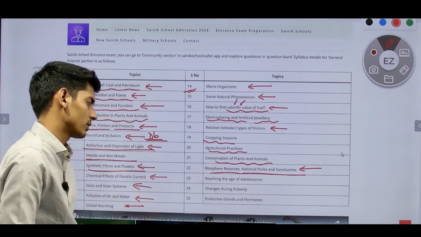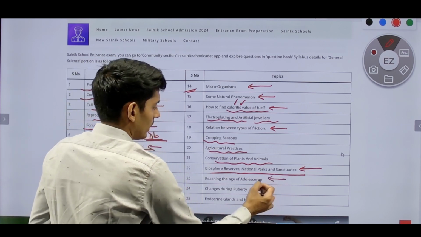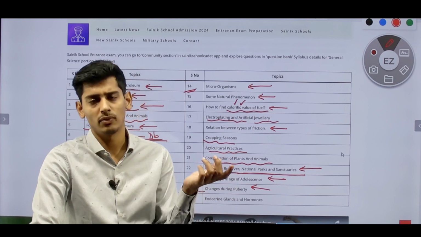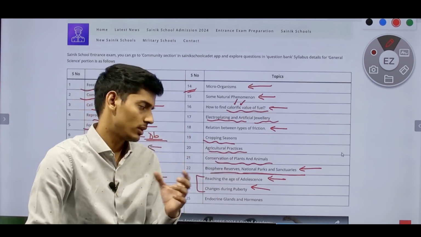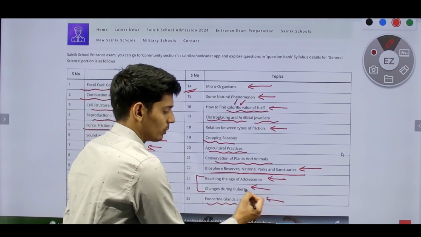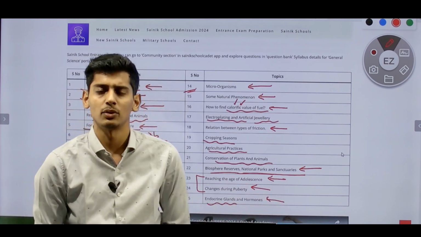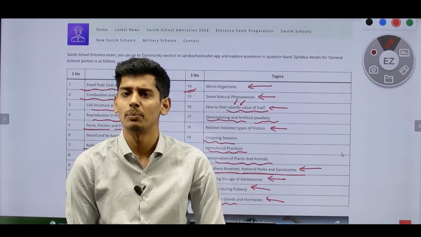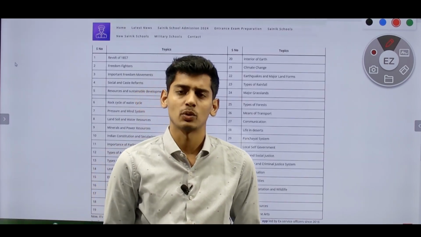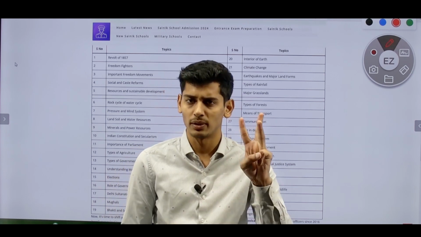Reaching the age of adolescence, so we have these two clubbed together, various hormones, which particular gland is responsible for release of which particular hormone, so that is covered here. Then we have endocrine glands and the hormones which are released by endocrine glands. So that sums up the scope of all the topics from the general science portion. Now moving to the next subject, we have social science. Social science is basically composed of 3 particular subcomponents.